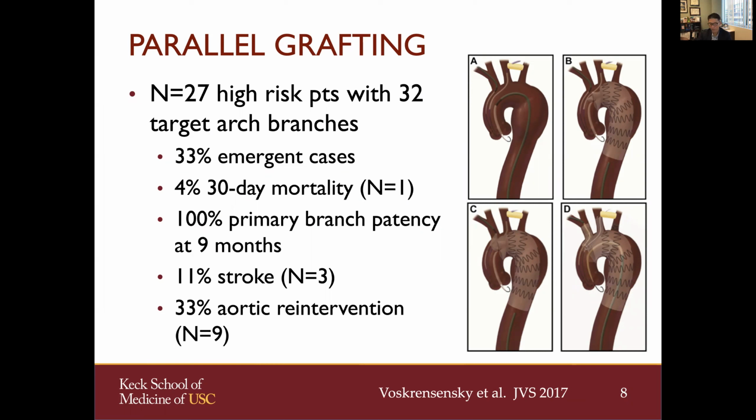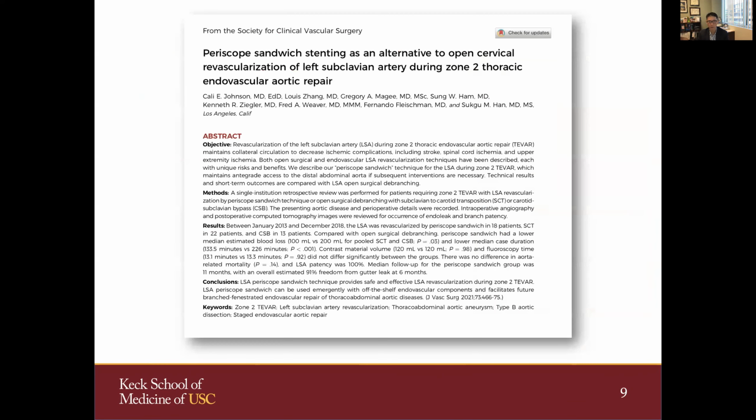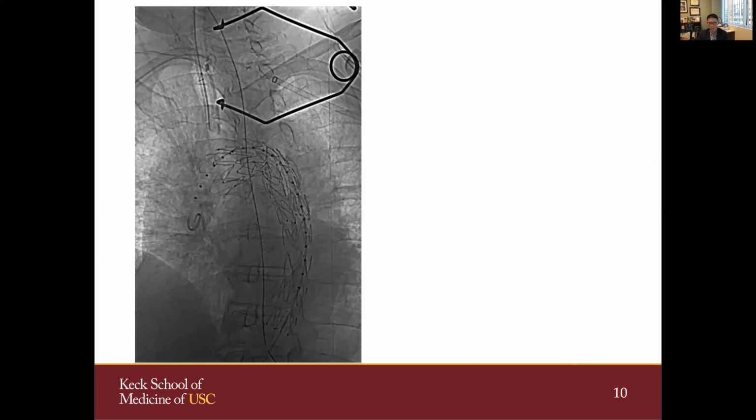This recent series of 27 patients had good outcomes, despite one third of them being emergent cases. Stroke rate was 11%. About one third of these patients required reintervention. At USC, we have gone away from triple and multiple parallel grafting in the aortic arch, but one configuration that we found to be very useful still, especially in type A aortic dissections, is called the periscope sandwich technique, which I'll show you how to do. This is very simple to do.